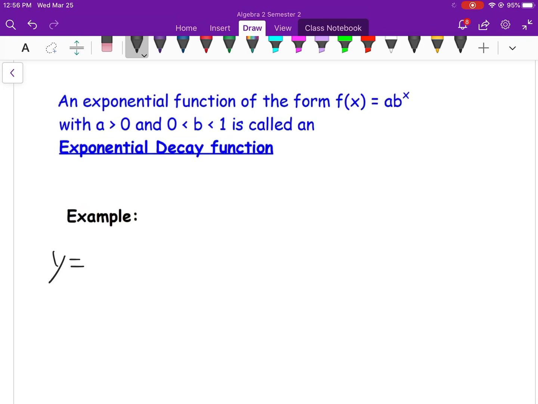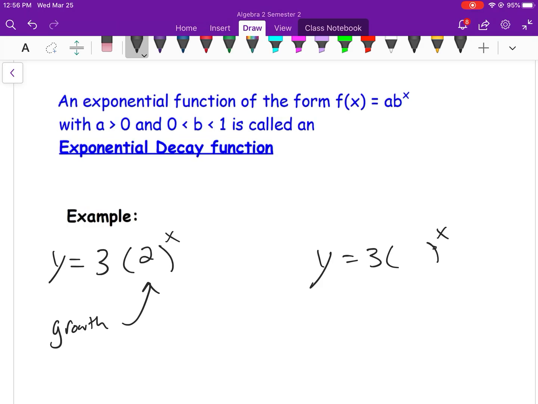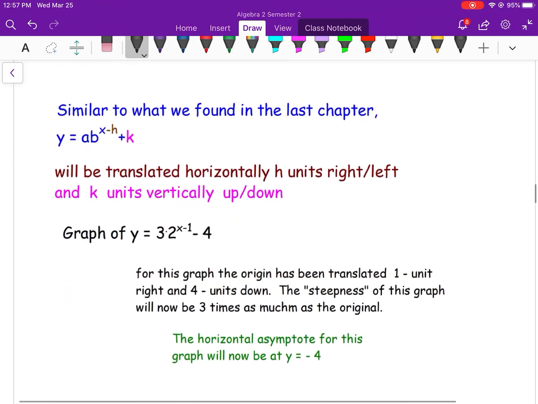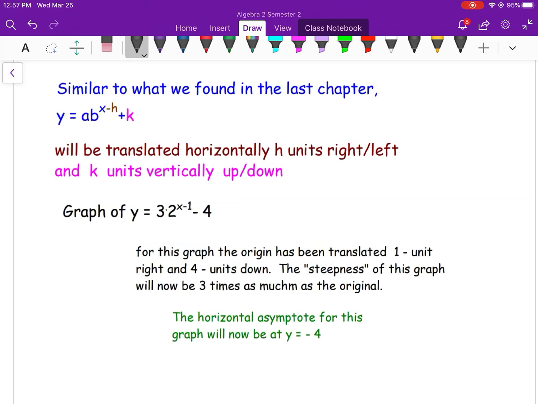So again, if we had y is equal to, let's just say 3, and we got a base value to the x. If I want to make it a growth function, this base value needs to be greater than 1, so I'm just going to say 2. You could say 1.01. That's still greater than 1. As long as it's greater than 1, you're good. If we want decay, we just need to make sure we're between 0 and 1. So I typically just say 1/2. Okay, exponential growth and decay.